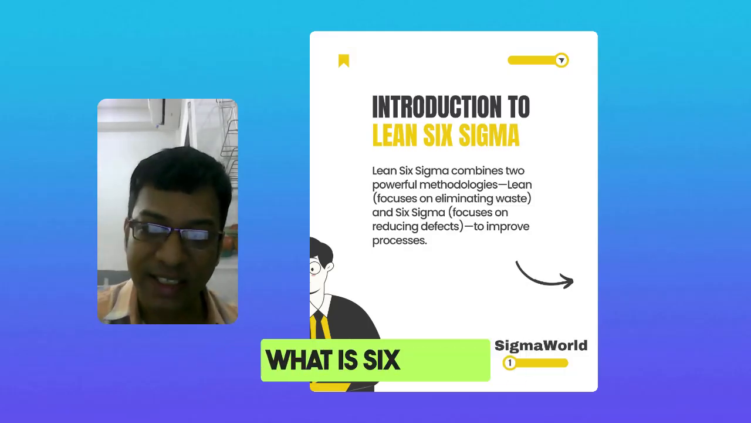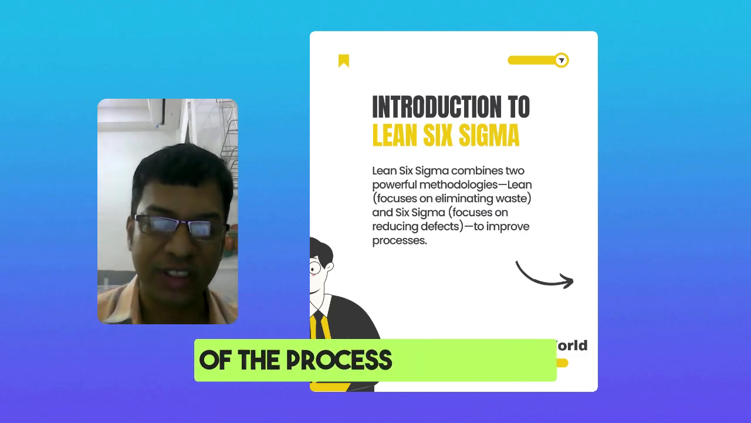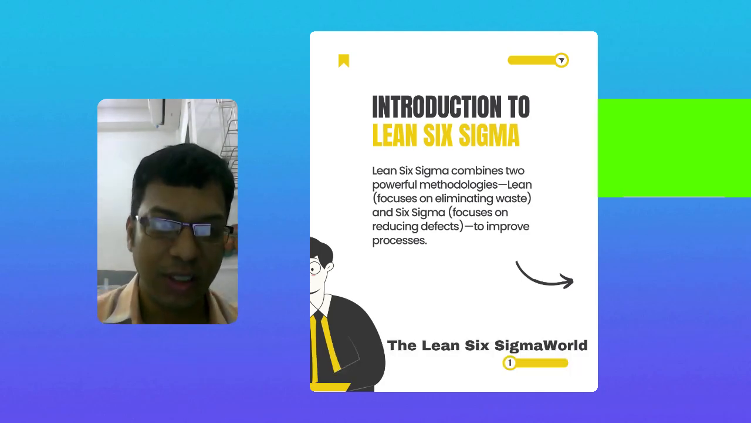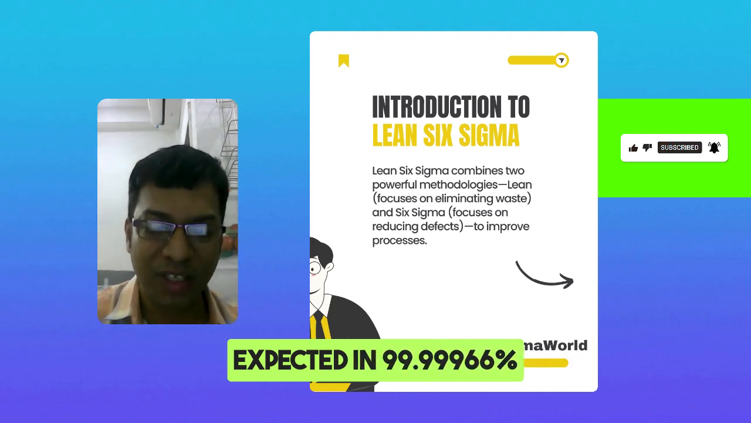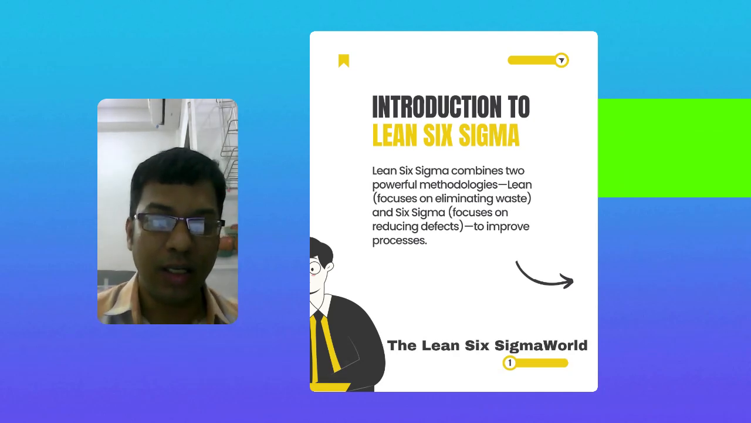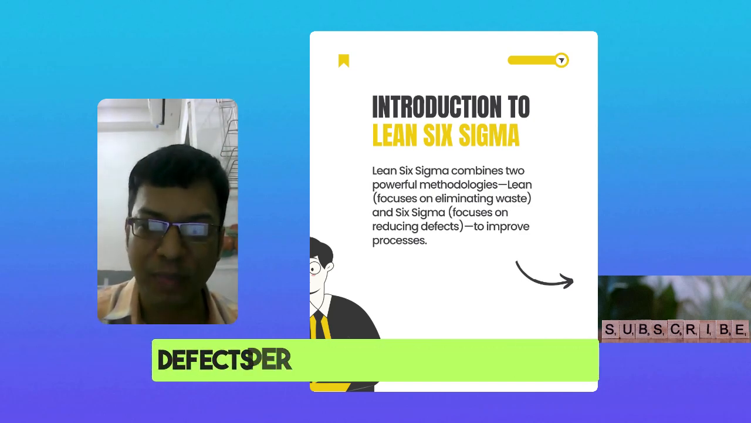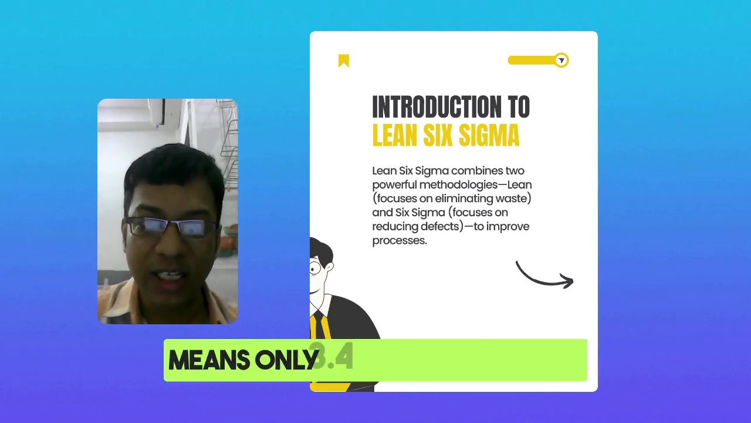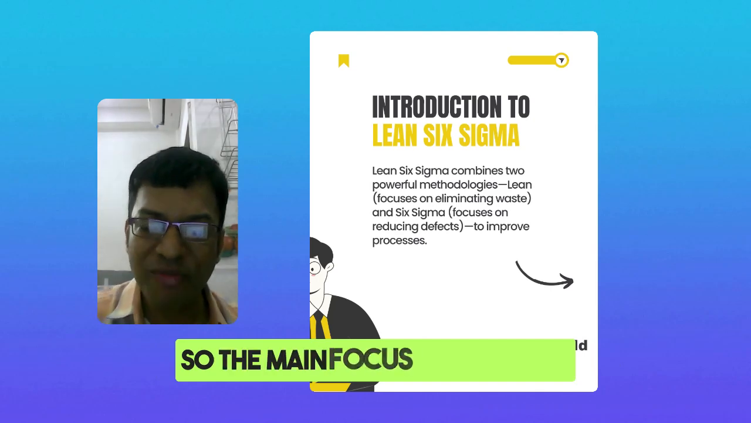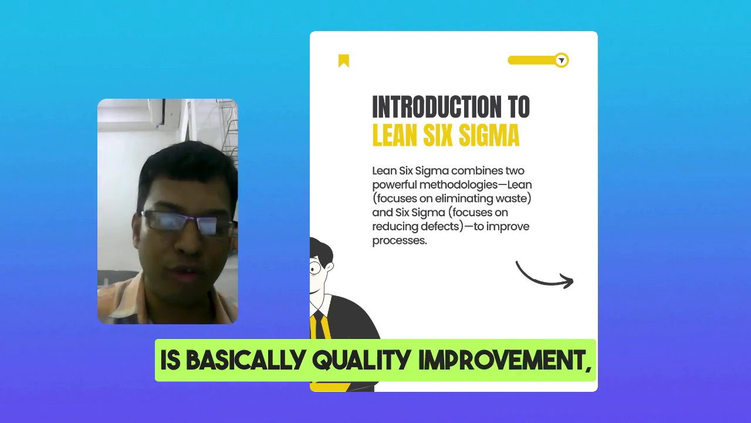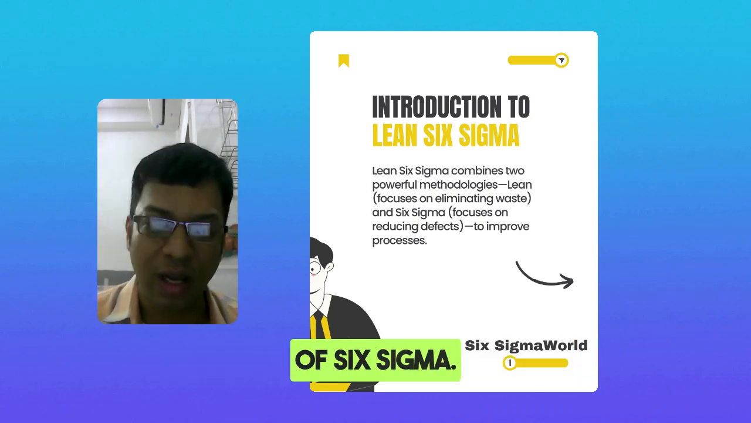Now we need to know what is Six Sigma. Six Sigma is a statistical, data-driven process which seeks to improve the quality of the process by reducing the variability in the process. A process is considered Six Sigma when no defects are expected in 99.999666% of all chances to produce them. So only 3.4 defects are expected per million opportunities. That is called DPMO, which means defects per million opportunities. Means only 3.4 components can be defective if I'm going to produce 10 lakh components. So the main focus of Six Sigma is basically quality improvement, reduction in process variation, reduction in defects. That is the basic fundamentals of Six Sigma.